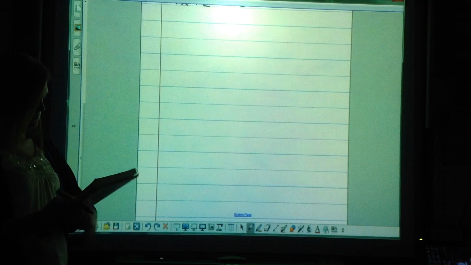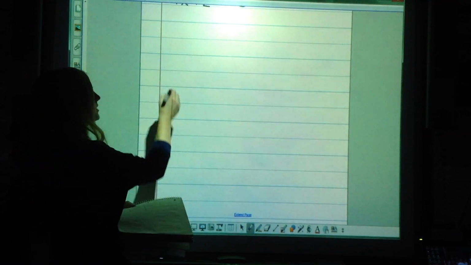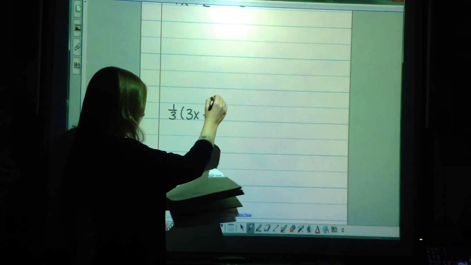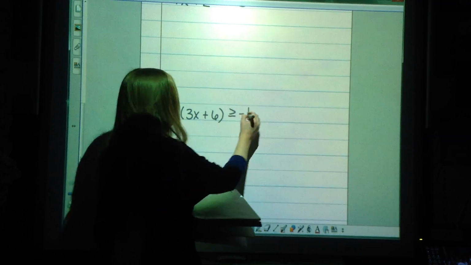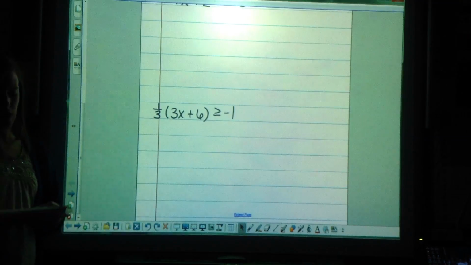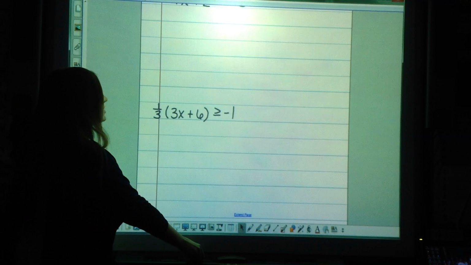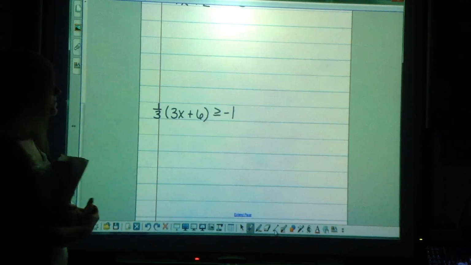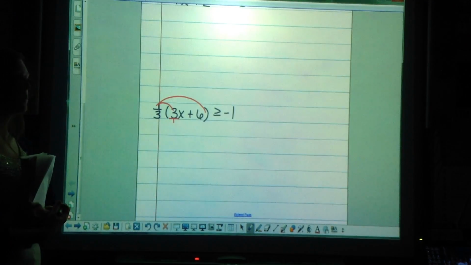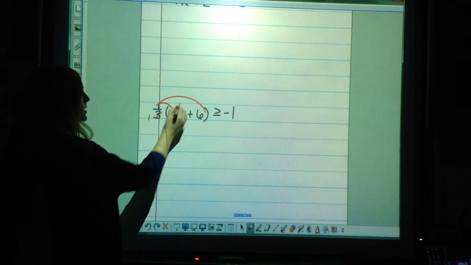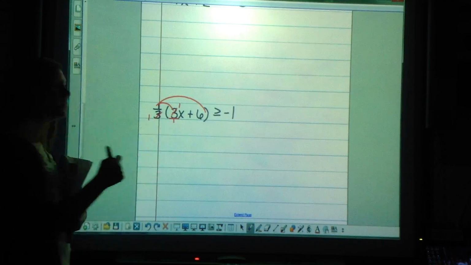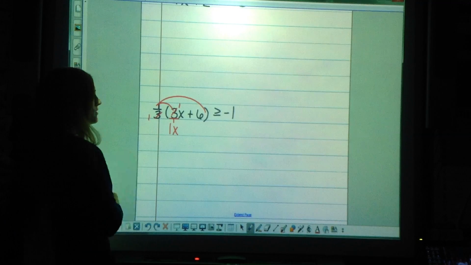All right, our next problem has a distributive property in it. 1/3 times the quantity 3x plus 6 is greater than or equal to negative 1. Okay, before we bring anything to the right side, you have to solve that distributive property. I need to distribute 1/3 to 3 and to 6. So I'm thinking of 3 as a fraction. I put it over 1. I could cross reduce. This becomes 1, this becomes 1. So 1 times 1 is 1. In the denominator, 1 times 1 is 1. I would get 1 over 1, which simplifies to be 1x.